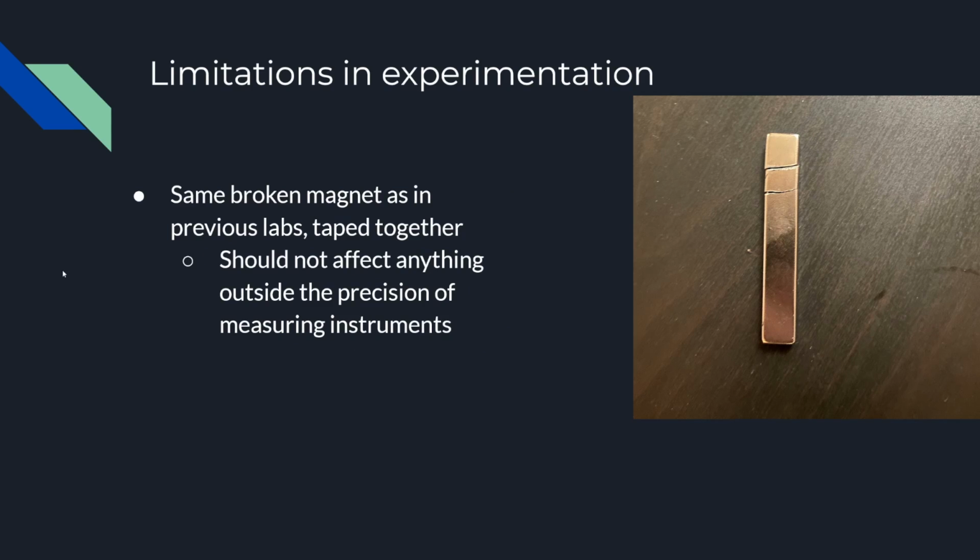So I broke my magnet. This is the same magnet from Lab 3 that I accidentally shattered, and I didn't want to buy another one, so I used a broken magnet. I taped it together. I think it affected more in this lab, but hypothetically it shouldn't prevent anything from being too accurate. But I think that actually did end up mattering in this lab a little bit more than the previous one.